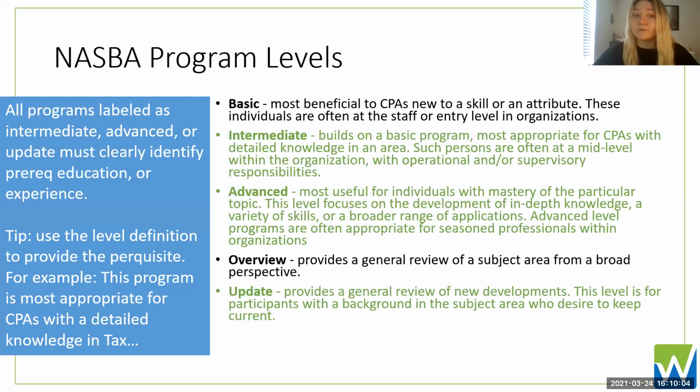Next, there are 5 different program levels, and so you'll need to choose which one best describes the program that you're offering. So there's basic, intermediate, advanced, overview, and update. Please just look at the descriptions for each of these levels and make sure that your program matches the level. This is based on the content of the program that you're offering, but also based on the experiential level that your audience has, their knowledge level.